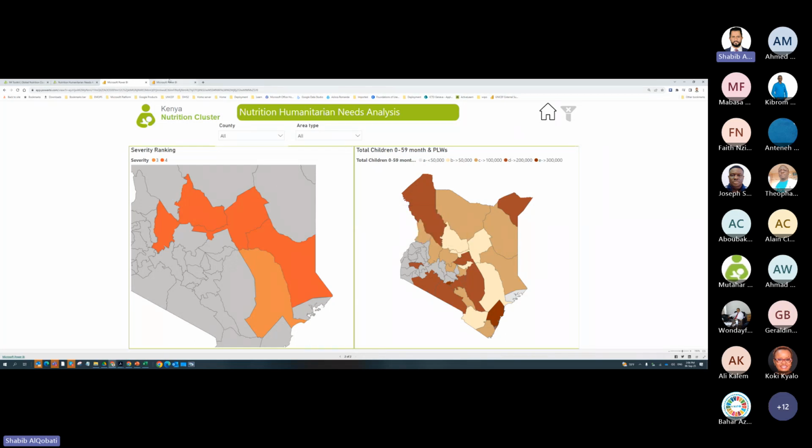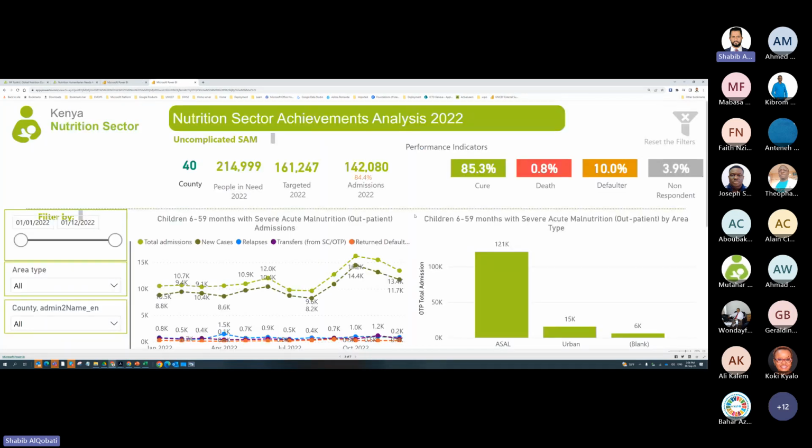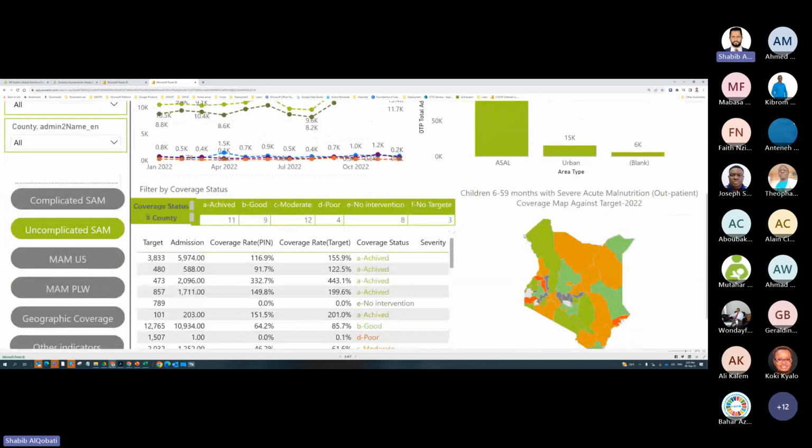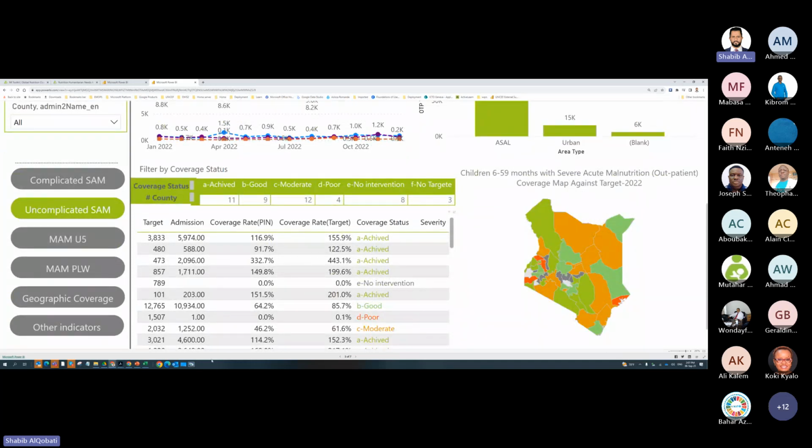Also, we have a good example from the Yemen team. They designed a good one to reflect this. This is for Kenya, but it is created by the Yemen team, IMO. So, for example, you can find here in the map, whenever you click in any area, you can compare your reach against target and against PiN. For example, here we can see the admission, and against target it is 63, against PiN it is 47.